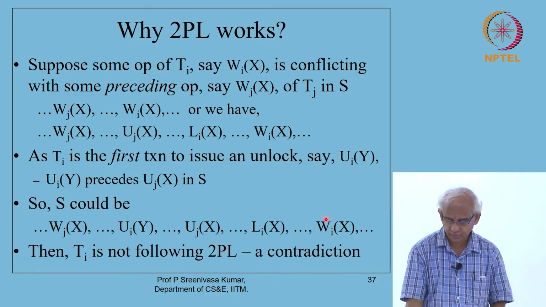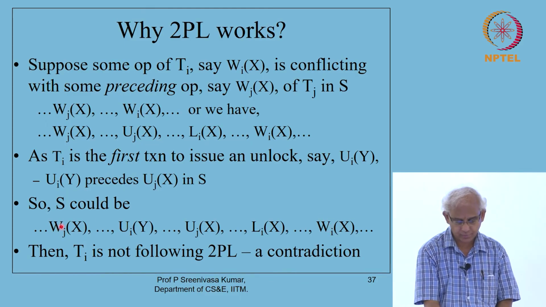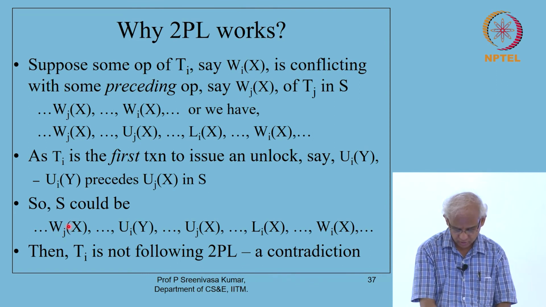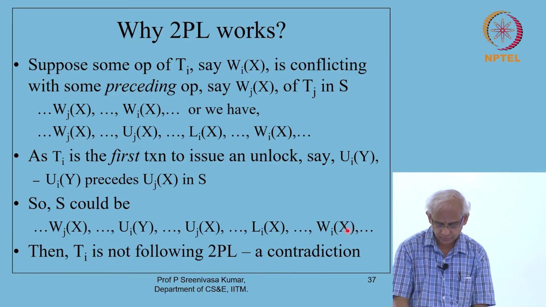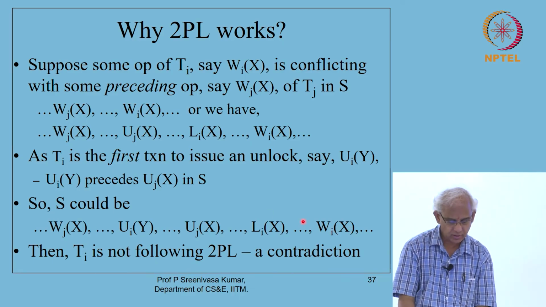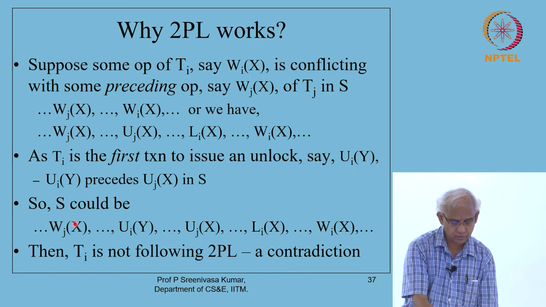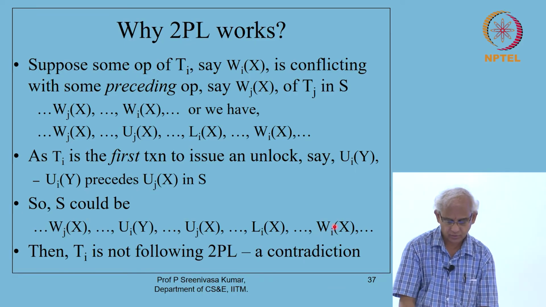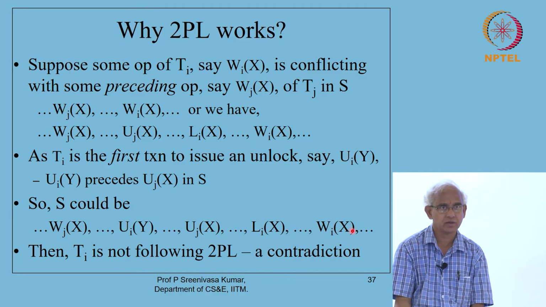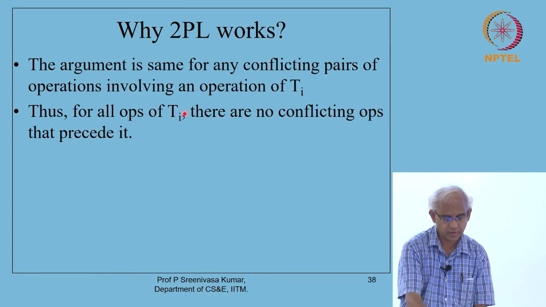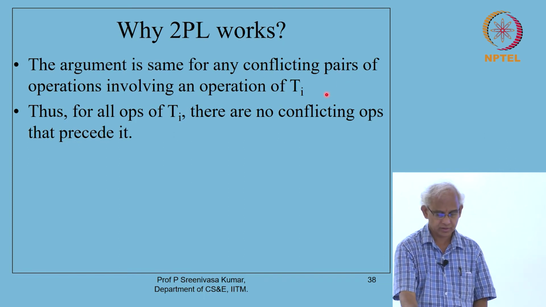Now, actually, for this particular pair Wi and Wj, there is nothing very particularly important about them. You can take any pair of conflicting operations, where this could be Ri of x and that could be Wj of x, as long as one of them is a write operation and both are dealing with the same database item. So the argument is the same for any conflicting pair of operations involving an operation of Ti.